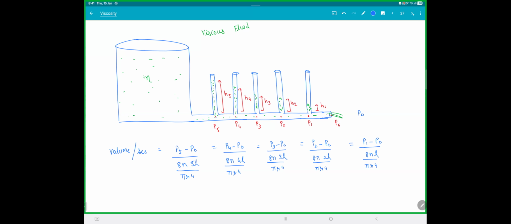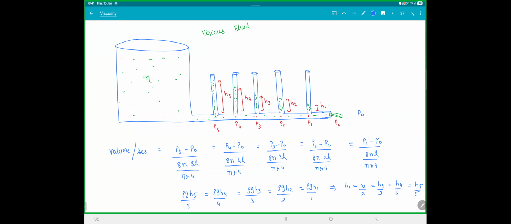And we clearly know P5 is nothing but P naught plus rho GH5. So this becomes rho GH5 by 5, rho GH4 by 4, rho GH3 by 3, rho GH2 by 2, and rho GH1 by 1. There, that's your relation. So H1 equals H2 by 2, H3 by 3, H4 by 4, equal to H5 by 5. This is the relation between them.